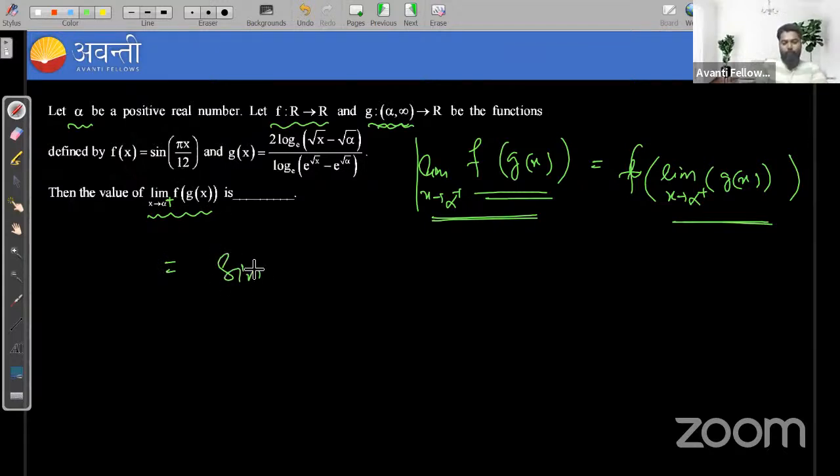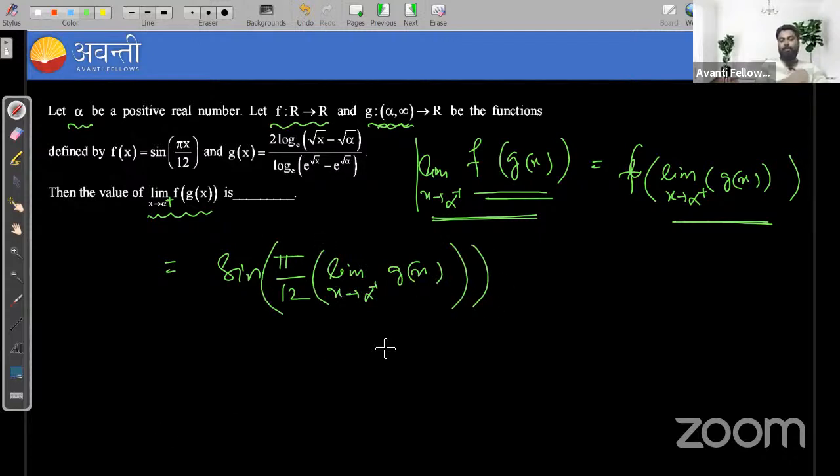What is f of x given? That is sine of pi by 12. In place of x, you need to write this. What is that? The limit as x tends to alpha plus of g of x. Yes or no? This is the function you need to find. So what is the value you will get after finding the limit of g of x as x tends to alpha plus? You just put it here and you will get the answer.